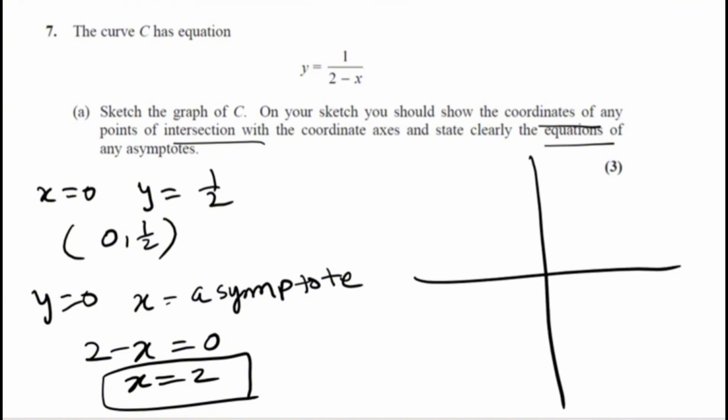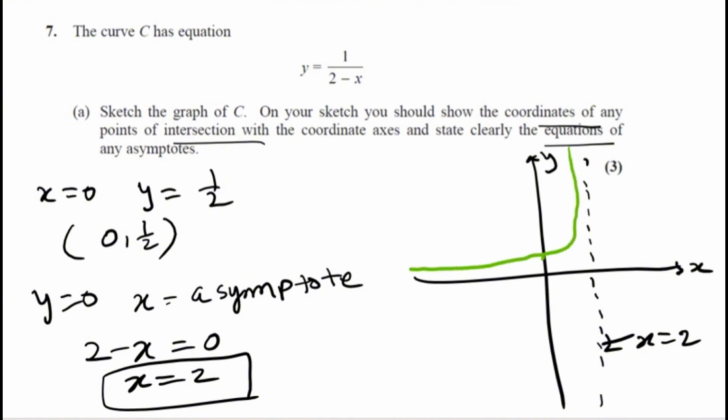We will sketch this graph. This is the x-axis, this is the y-axis. We know our asymptote is x is equal to 2. So this is our asymptote line, the x is equal to 2 line. And because it's a reciprocal graph with a negative sign, it's in the second and the fourth quadrant. So the graph will look like this, and this intersection point is 0 and half. And the other part of the graph will look like this. So this is our required sketch for this question.